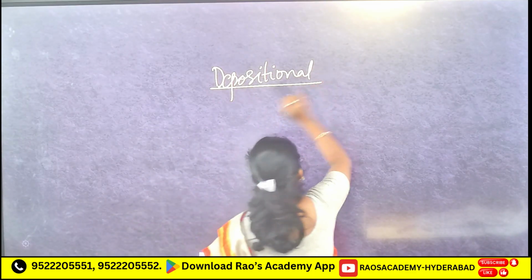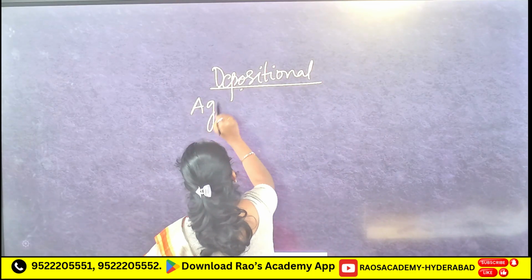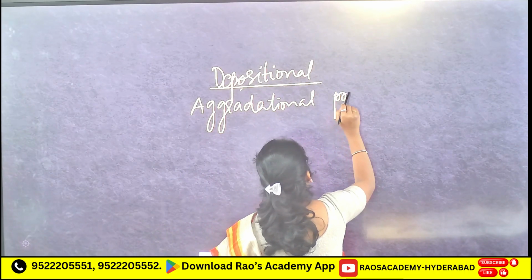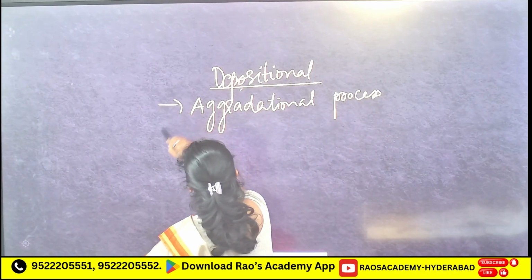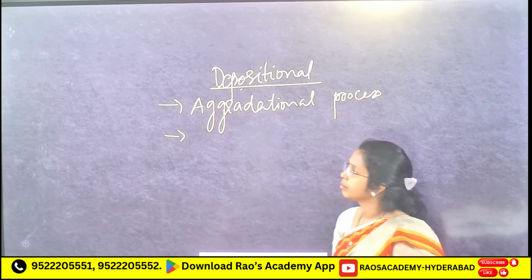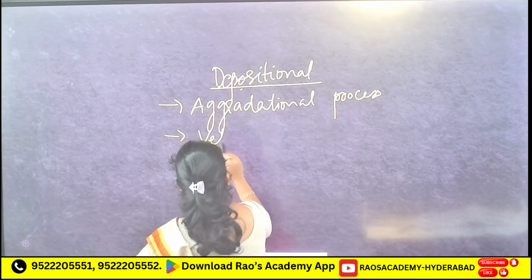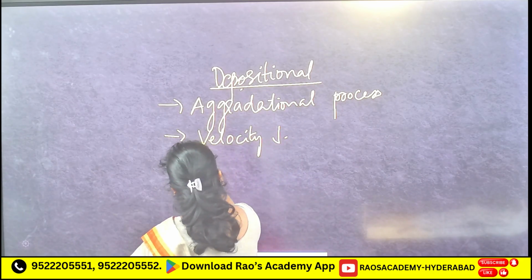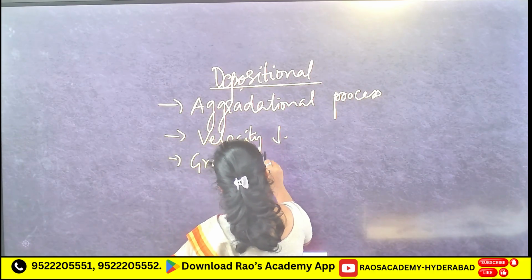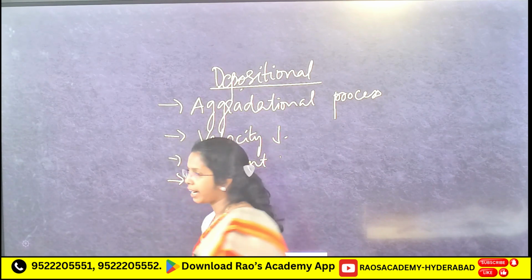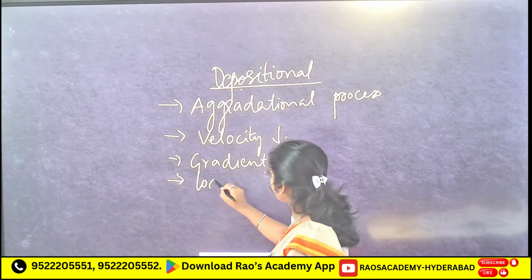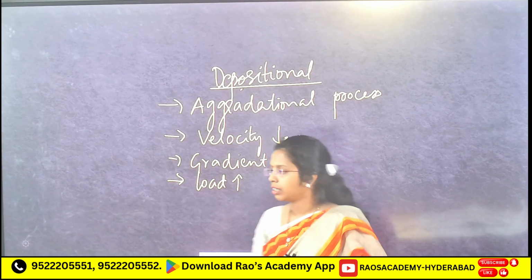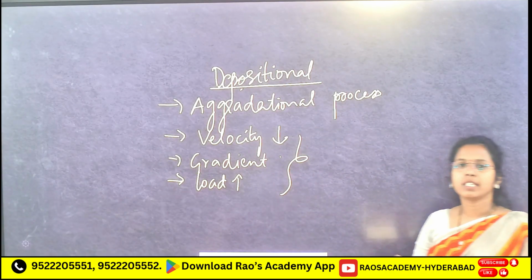Depositional landform, it's an aggradational process. When the velocity of the river decreases, the gradient decreases and the load increases. When these three happen, you will see deposition.